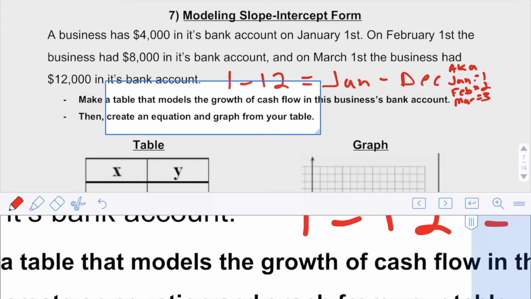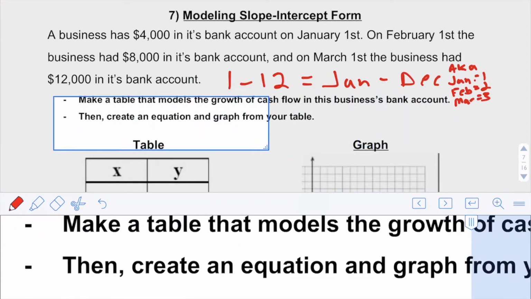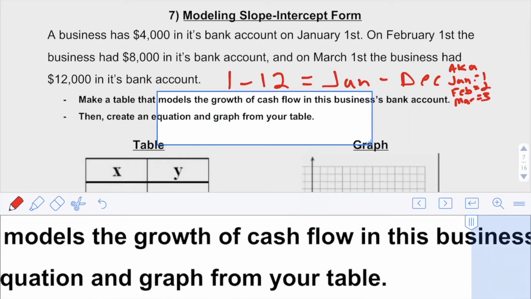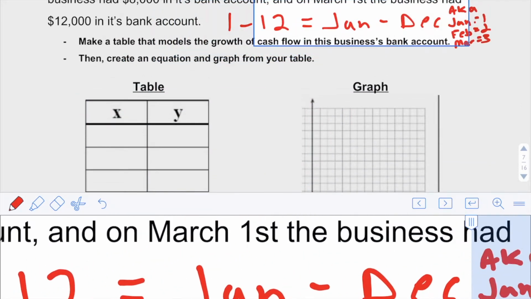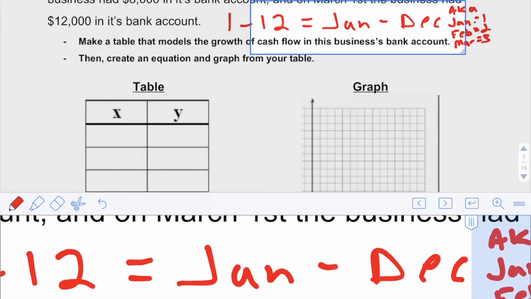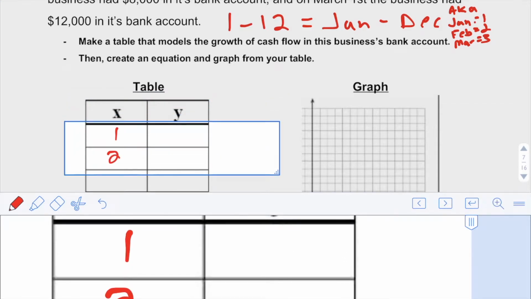All right, make a table that models the growth of the cash flow in the business's bank account, then create an equation and graph it from your table. So that's a lot to do. So let's come down here. Well, remember I always talk about time: time is our independent variable. Our independent variables go with x's, so our x values are going to be 1, 2, and 3.